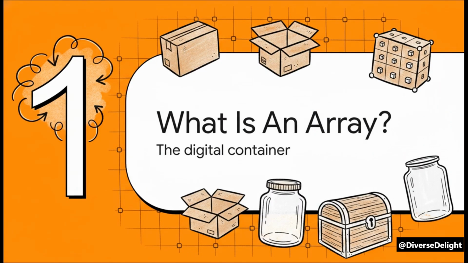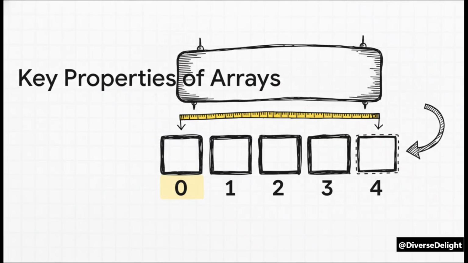All right, part 1. Let's make it official and lay down the ground rules for these awesome digital containers. So these are pretty much the core rules. You've got one name for the whole collection. Every single item inside gets its own unique index, and I'm going to say it again because it's that important. The first one is always at index 0.